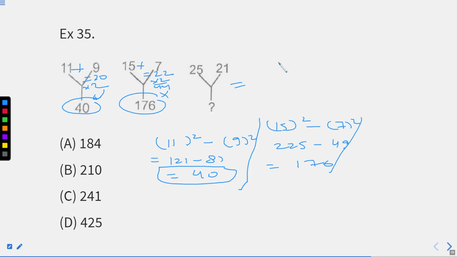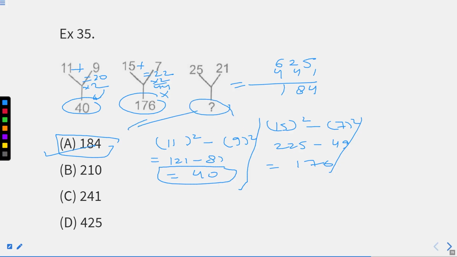We know 25 square is 625 and 21 square is 441. If we subtract, what are we getting? 184. That is our option number A. So in this method, we are able to find the solution. So my friends, before we start any question, we need to figure out the relation between the numerical terms mentioned in that particular figure. Only then are you able to get closer to the missing value, which we are now able to find, that is 184.